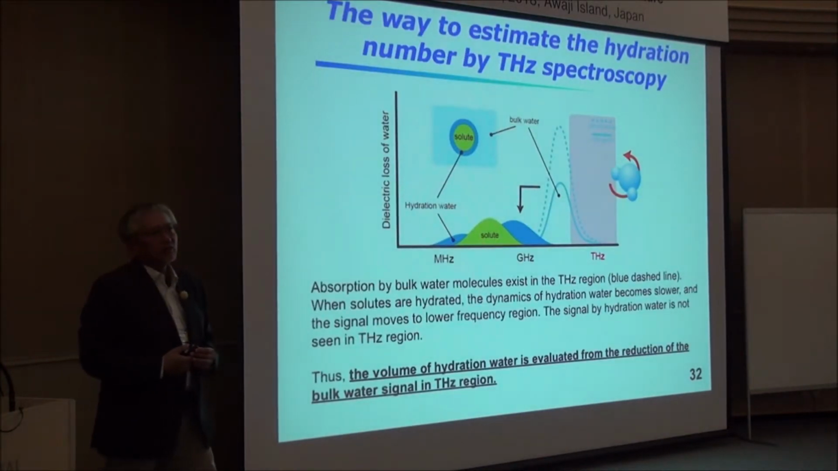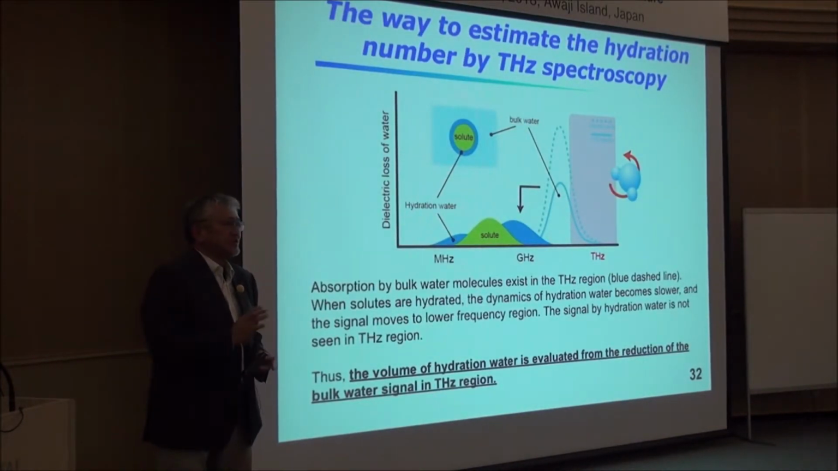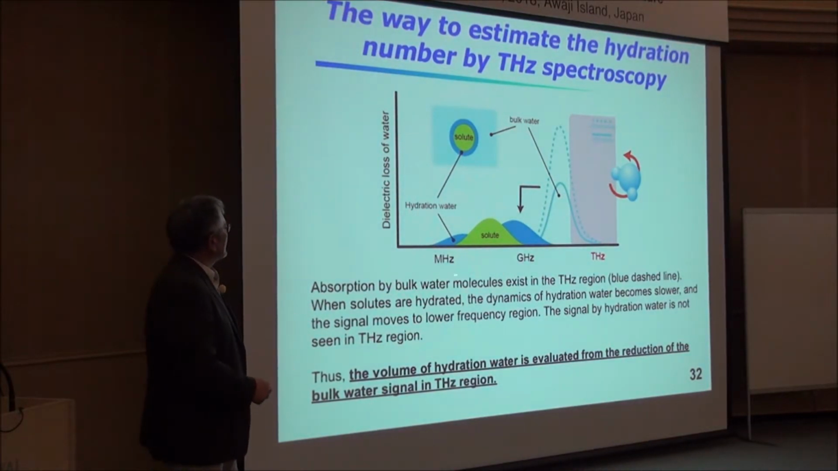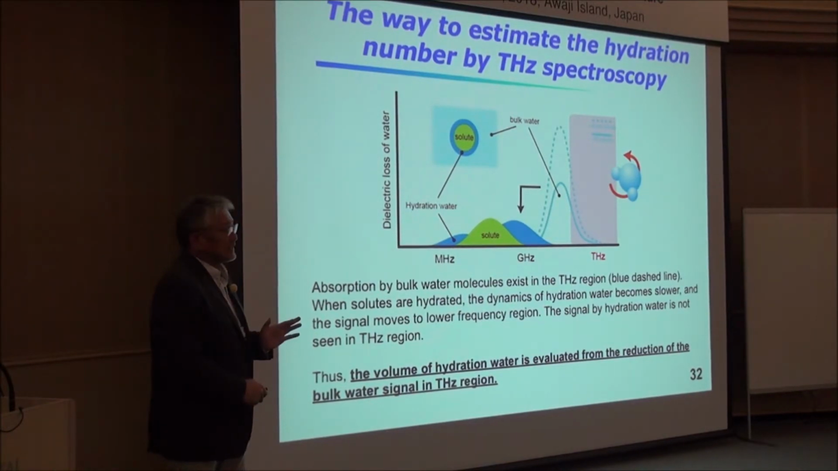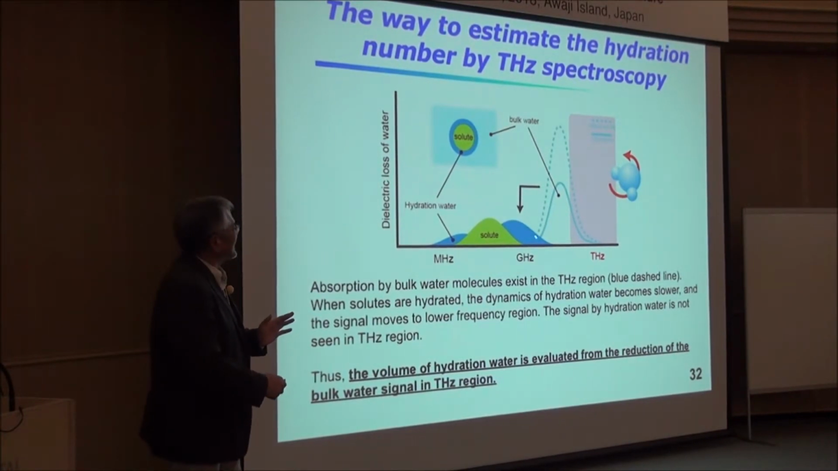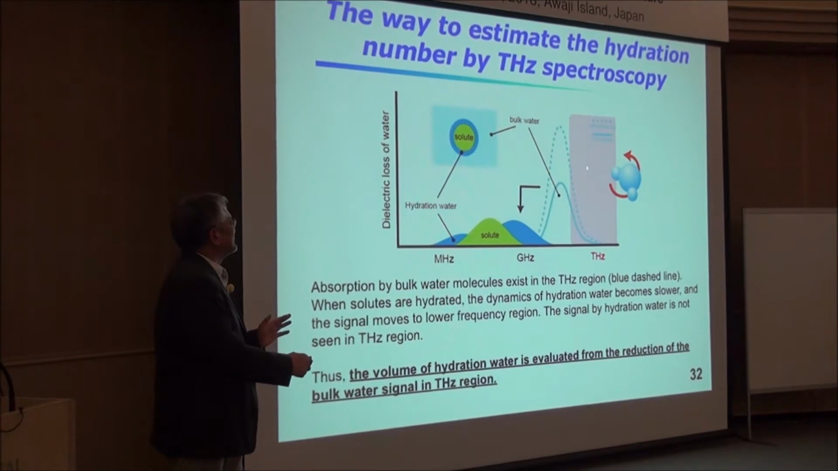And how to determine the hydration effect in the terahertz region. So this is a typical dielectric loss of water. This one is the water 20 gigahertz peak, and the second Debye and some stretching mode. Sorry, this dotted curve is a typical Debye mode.